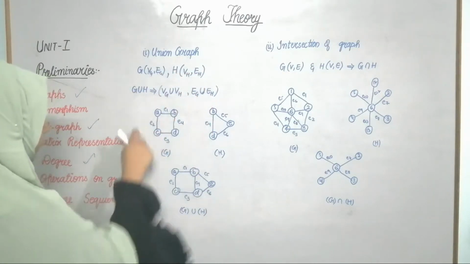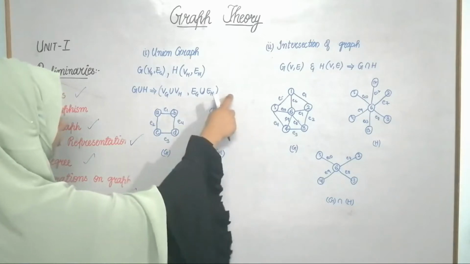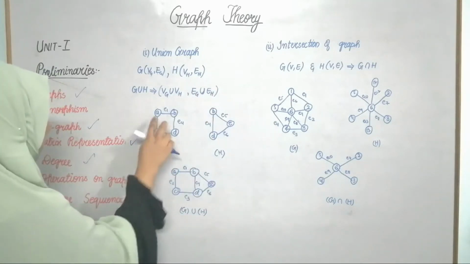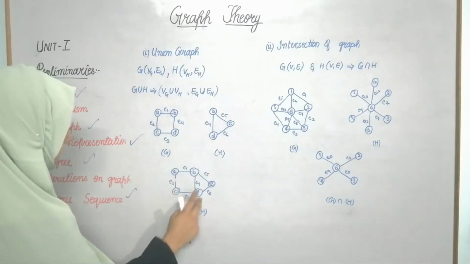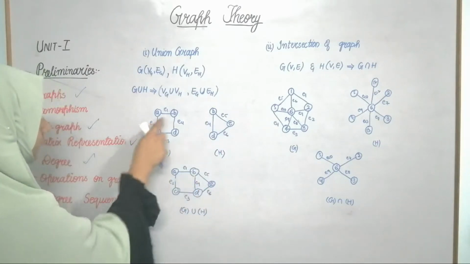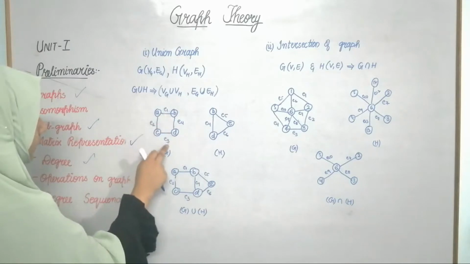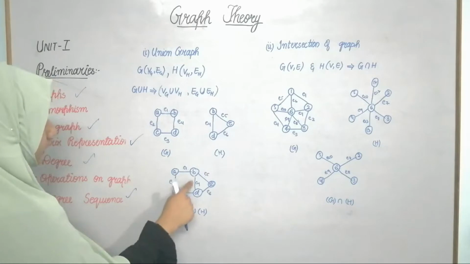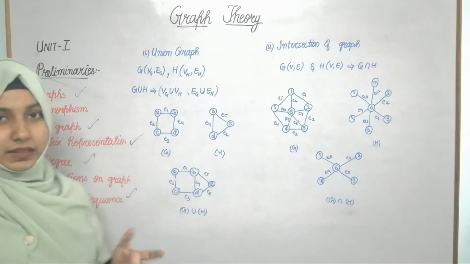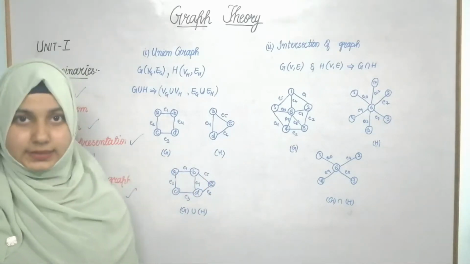Suppose this is graph 1 and this is graph 2. Let's see the vertices first: A, B, C, D, B, E, D. So the union has A, B, C, D, E. The edges now: E1, E2, E3, E4, E4, E5, E6. So E1, E2, E3, E4, E5, E6. Done. Simple, right? Just the same as sets.